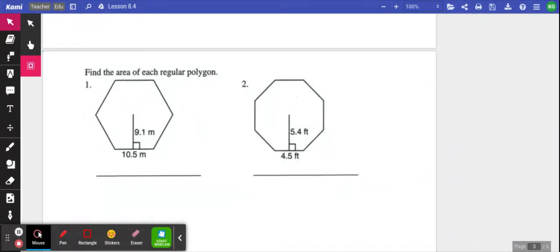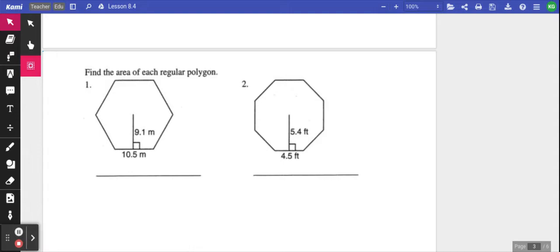Okay, number 1 here says find the area of each regular polygon. According to my notes, the first thing I need to find for this polygon is the perimeter. My notes say to find the perimeter, you add up all the sides. It's 10.5 on each side, and there are 5 of them. That gives me 52.5.